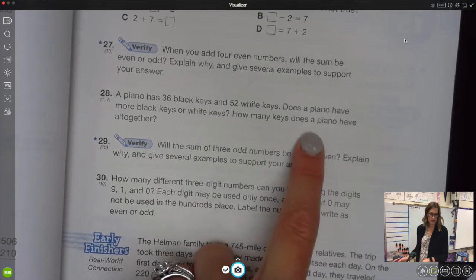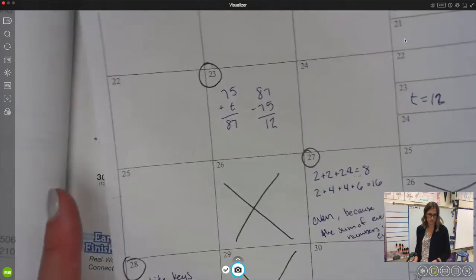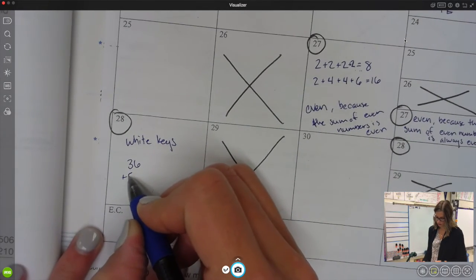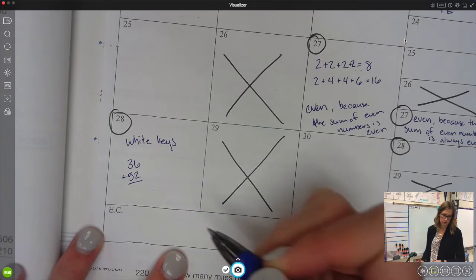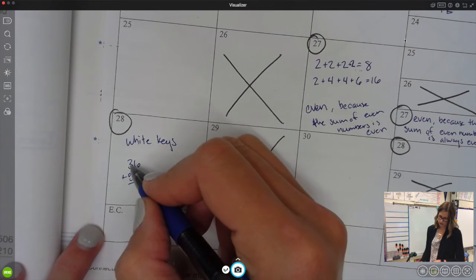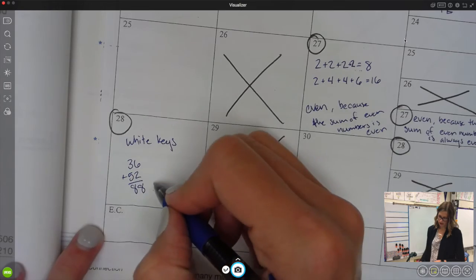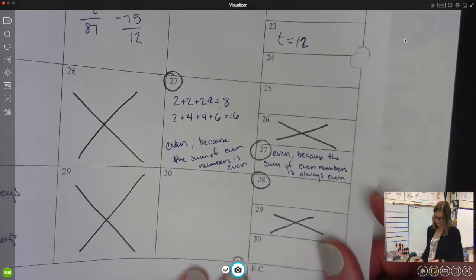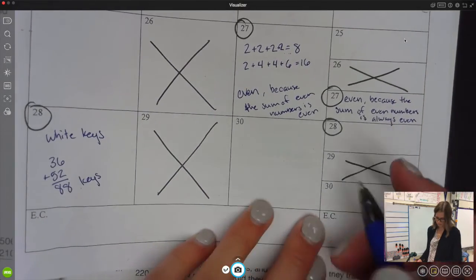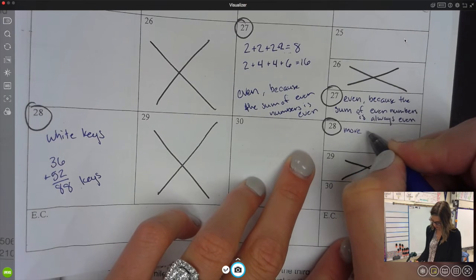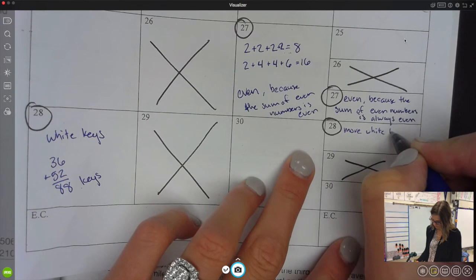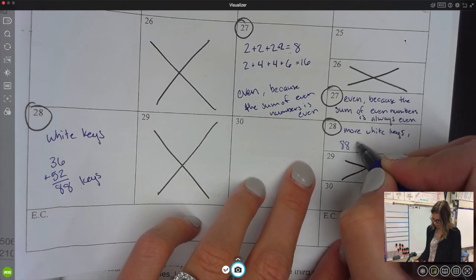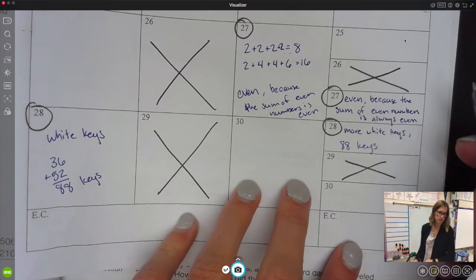How many keys does a piano have altogether? We gotta do 36 plus 52. 6 plus 2 is 8. 3 plus 5 is 8. So we get 88 keys. So we do both of those answers over here. More white keys. And then we need 88 keys total.